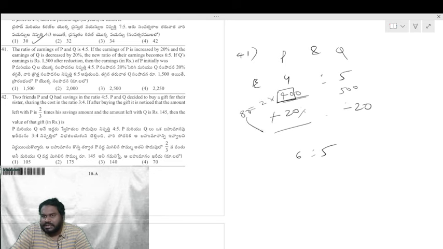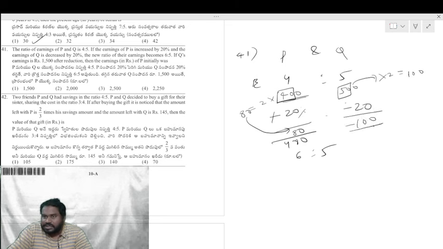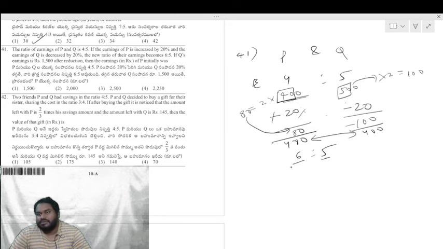So that you can add. So 400 will become 480. And here also 10% is 50. 20% means 100. But you have to subtract here, minus 100, to become 400. So one is becoming 480 and the other is becoming 400. Okay. And then the ratio becomes 6 is to 5.